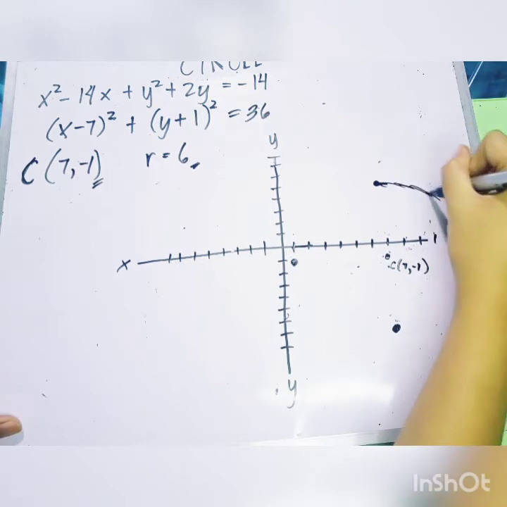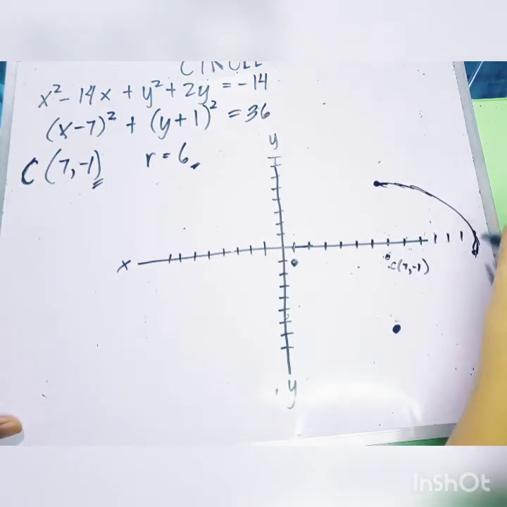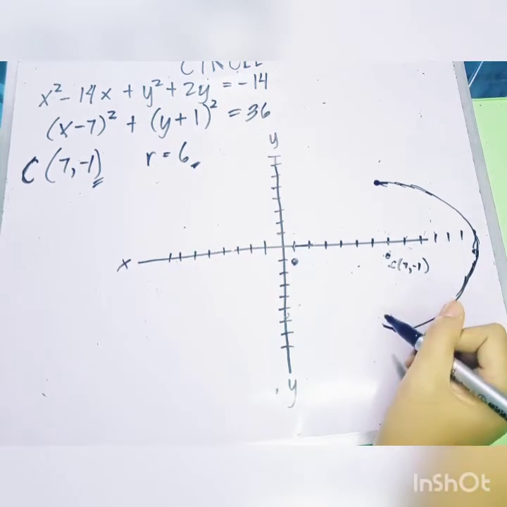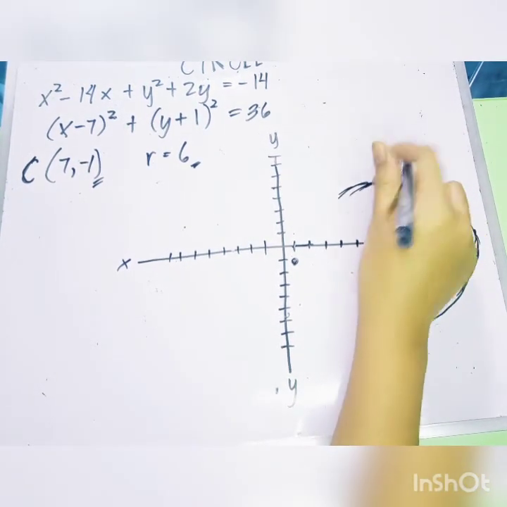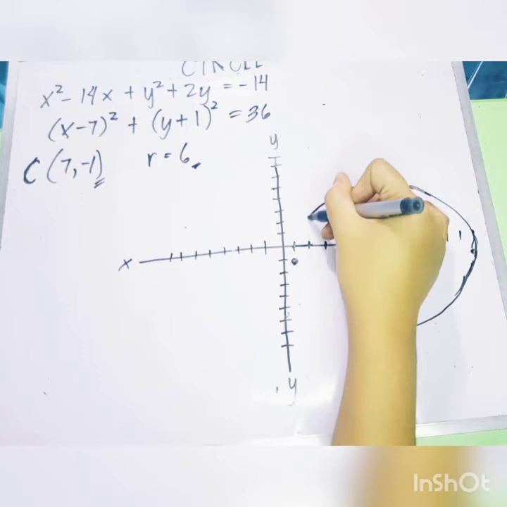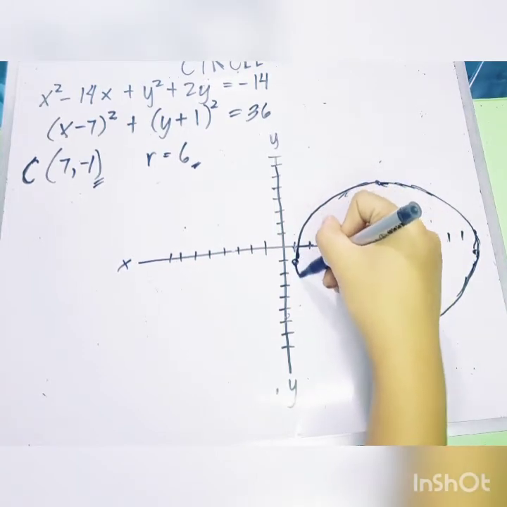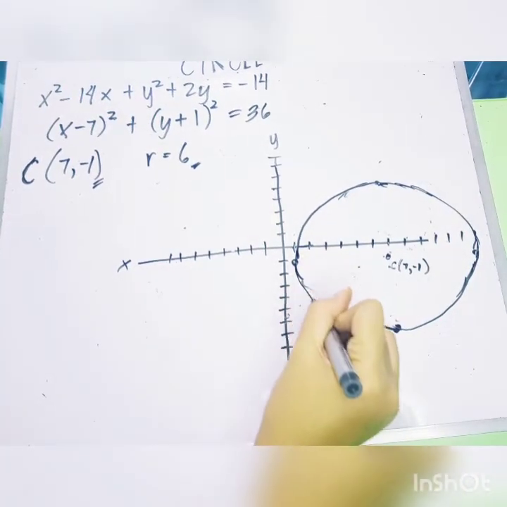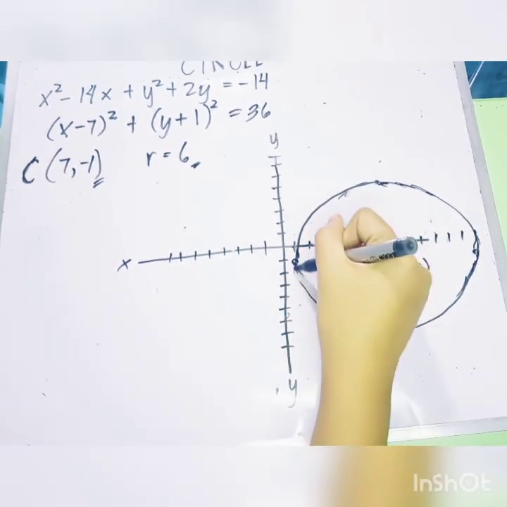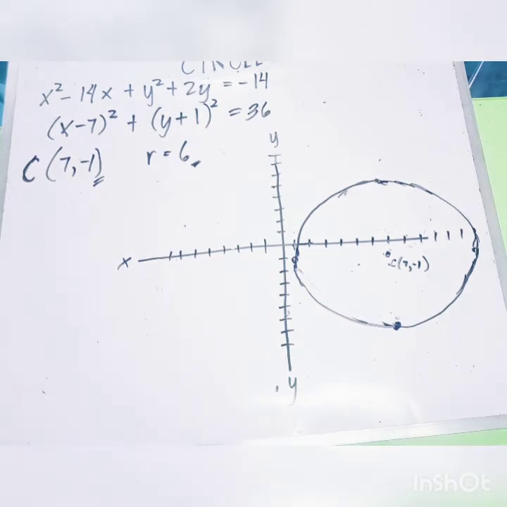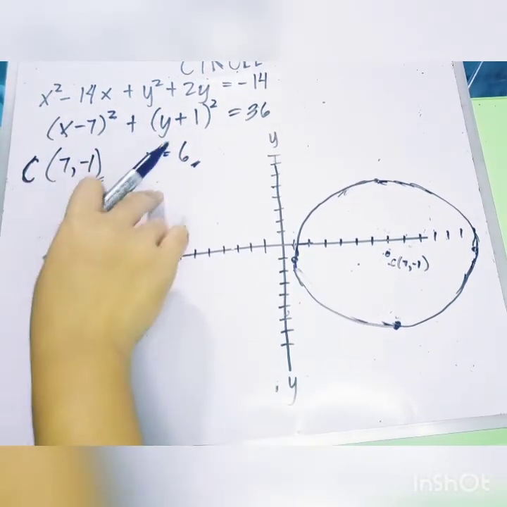Okay, let's form a circle. Ayan po siya. Okay po. Okay, so that's how to graph a circle, after you get our center and the radius.